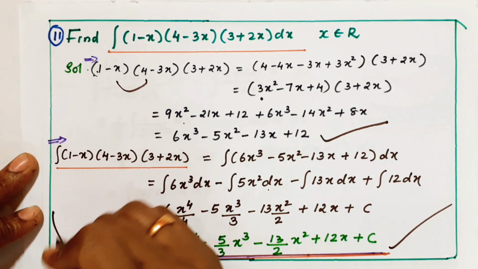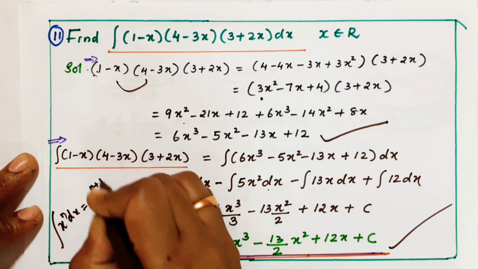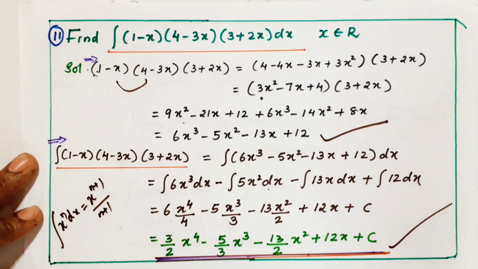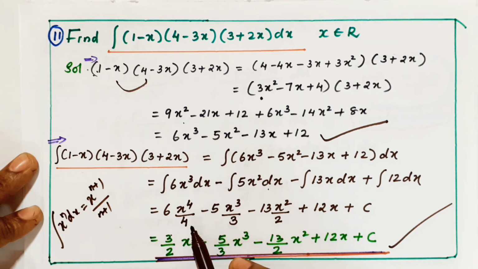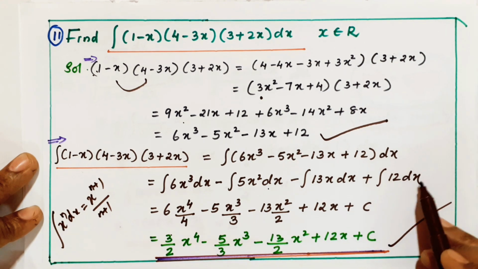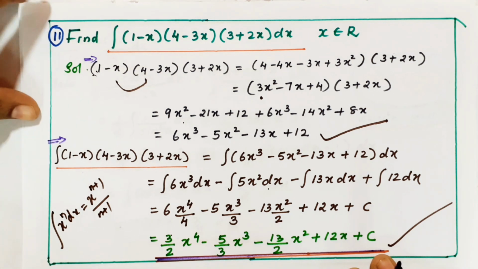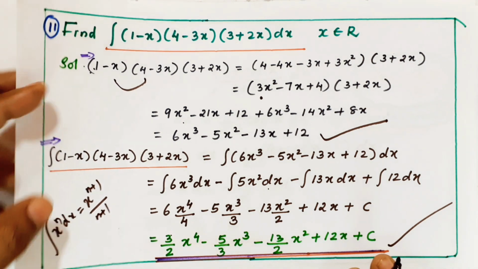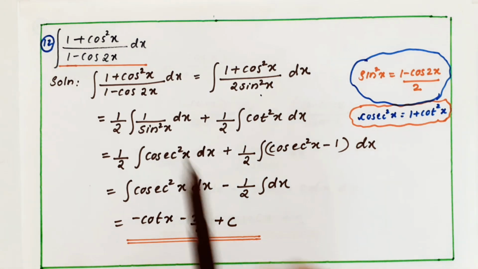Here we used only the formula: integral of x power n dx is x power n plus 1 by n plus 1. That only we did directly. Integral of x cubed becomes x power 4 by 4. Integral of x square becomes x cubed by 3. Integral of x dx becomes x square by 2. Integral of dx will become x plus c, the constant of integration. Clear? Next question. It's a very interesting question.